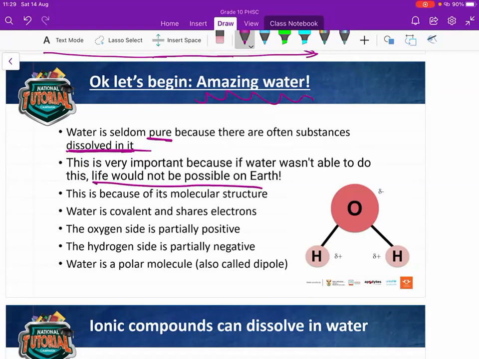So why is water so amazing? It's because of its molecular structure. So you might be asked to explain why water is amazing. It's because of its molecular structure. So go ahead and speak about the molecular structure.